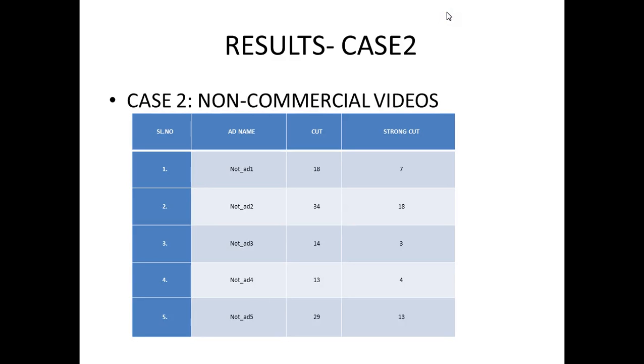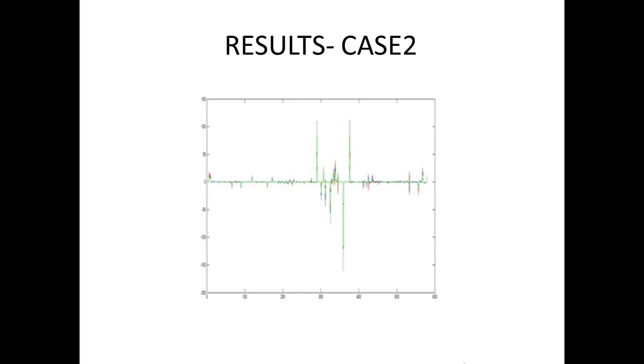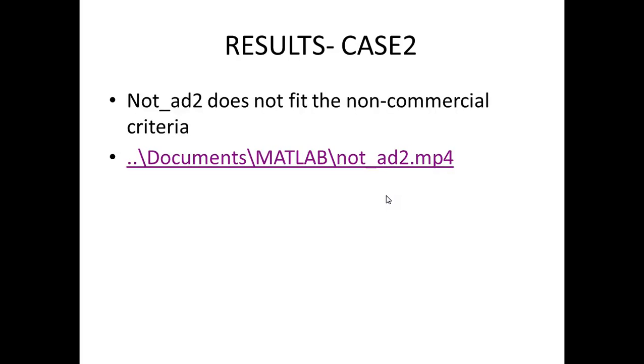And for case 2, for non-commercials, again cuts should be lesser than 25, and in most of these cases the criteria is met. The strong cuts should be lesser than 10 or 15, and the criteria is met again, except for a few special cases. This is a color histogram difference plot for a non-commercial. As expected, there shouldn't be many shot changes or cuts defined, and this ad meets the criteria.